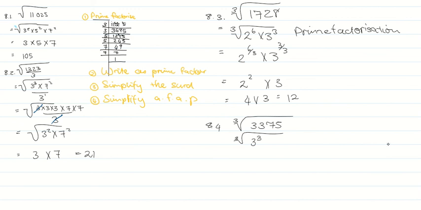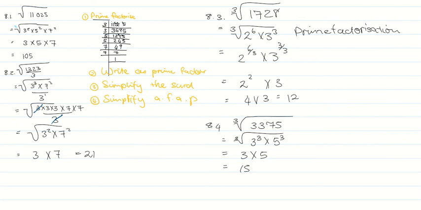3 to the power of 3 times 5 to the power of 3. And I can simply see this answer here. So it's going to be 3 times 5, which is equal to 15.